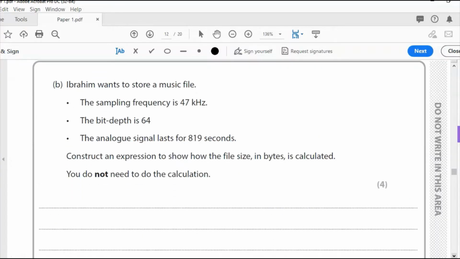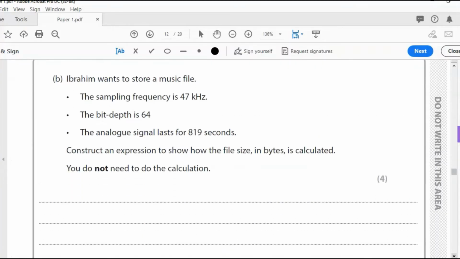B. Ibrahim wants to store a music file. The sampling frequency is 47 kHz. The bit depth is 64. The analog signal lasts for 819 seconds. Construct an expression to show how the file size in bytes is calculated. You do not need to do the calculation, so you will not do the calculation. Don't even try. You're not going to get any marks for it, okay?